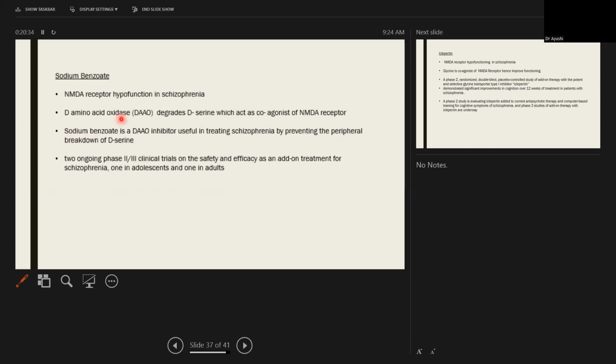Then is sodium benzoate. It targets NMDA receptor hypofunction. As we all know, there is NMDA receptor hypofunction in schizophrenia. So D-amino acid oxidase degrades the D-serine, which acts as a co-agonist of the NMDA receptor. In the NMDA receptor, there are two co-agonists, D-serine and glycine. So D-amino acid oxidase degrades this D-serine. Sodium benzoate is the inhibitor of this D-amino acid oxidase, useful in treating schizophrenia by preventing peripheral breakdown of D-serine. There are two ongoing phase 2 and phase 3 clinical trials on safety and efficacy as an add-on treatment for schizophrenia, one in adolescents and one in adults for this drug.